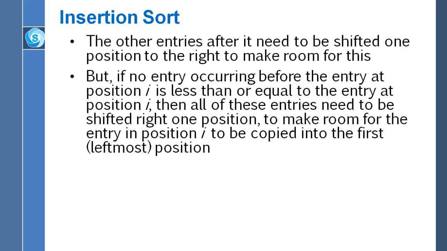In that case, if all those numbers are bigger than what's in position I, then pretty clearly we deduce that what's in position I really belongs at the beginning of the array. Okay? It should be in the first position of the array. And once again, to make room for it, all of the other entries before position I are going to have to get shifted 1 unit to the right.